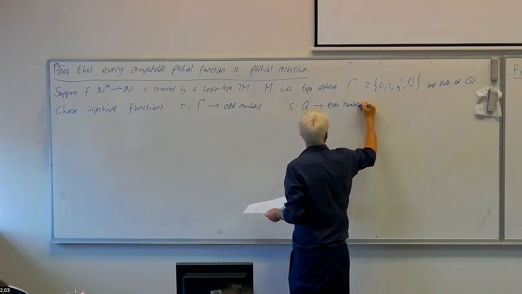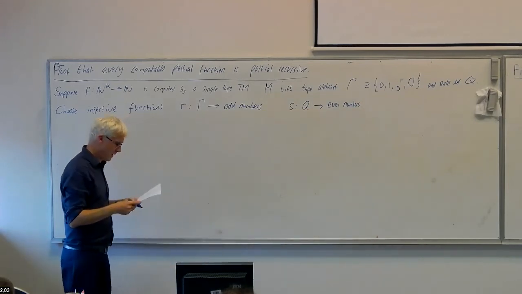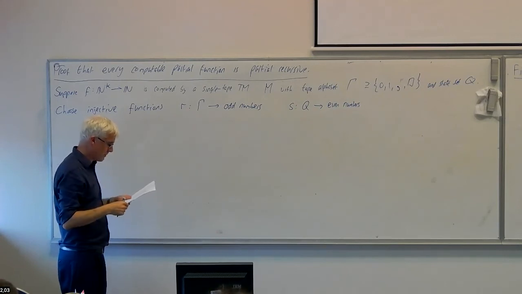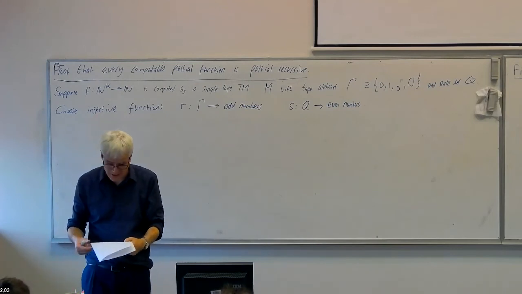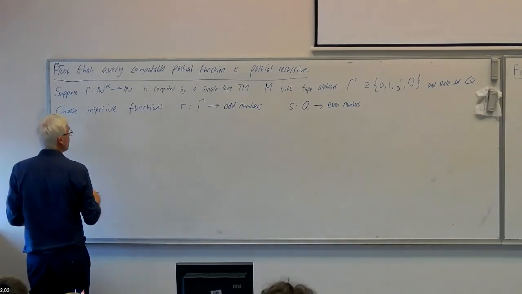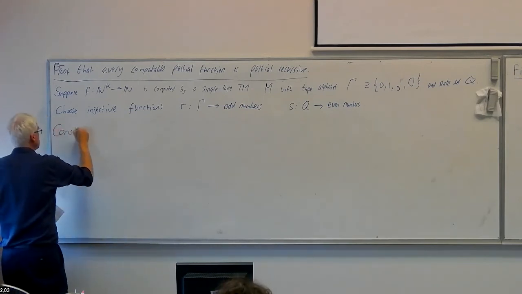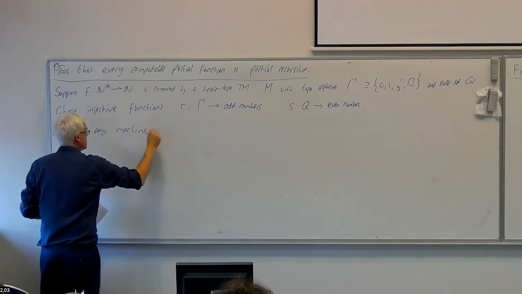I use odd and even numbers in order to keep the encodings of states separate from the encodings of words, so I know which one is which. So then consider any machine configuration. We're now going to encode a machine configuration. So consider any machine configuration.